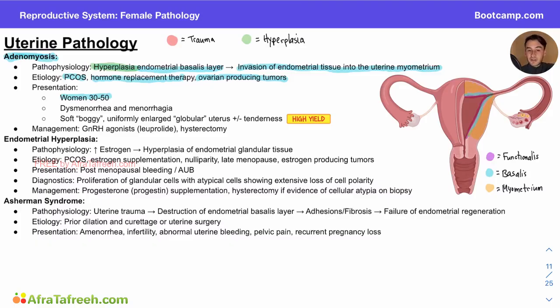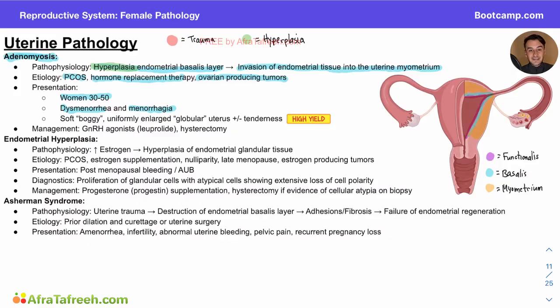complaining of dysmenorrhea or menorrhagia, which are fancy words for pain with menstruation or heavy menstruation with a lot of blood. And this makes sense, right? If our basalis is growing into the myometrium, we could imagine this would cause pain, and if it's growing out of control, perhaps it's contributing to a bigger functionalis, leading to greater amounts of bleeding each month.